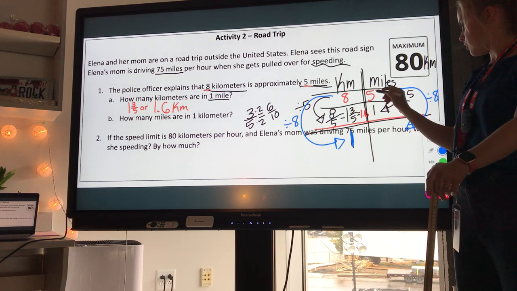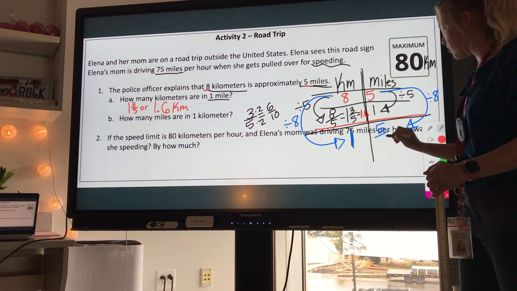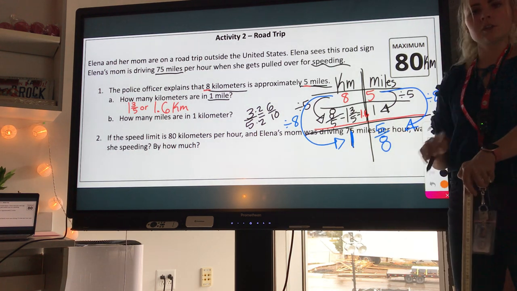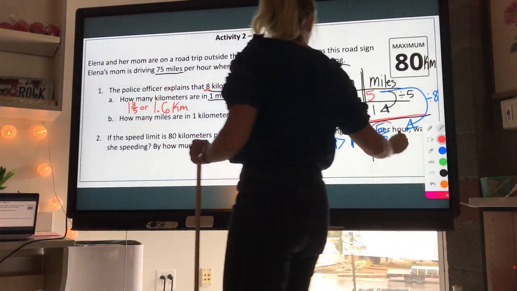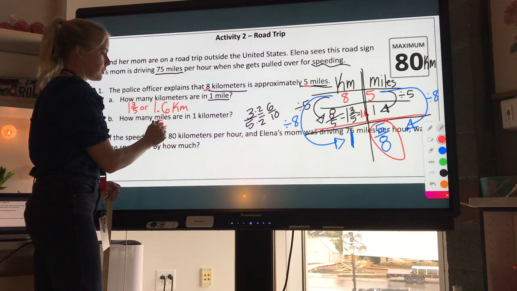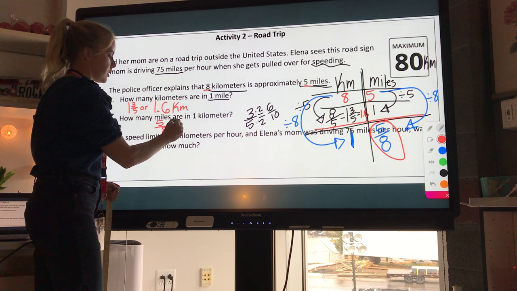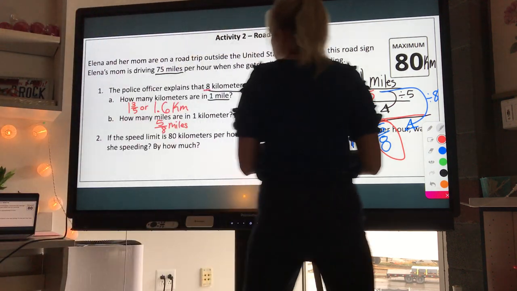And again, you can just do 5 divided by 8. Fractions mean division, so if you want, you can just keep it as 5 eighths. And I can't simplify that fraction. I can turn it into a decimal, but I could just keep my answer like that as well. So I'm going to say in how many miles? 5/8 miles in 1 kilometer. So 5/8 of a mile.